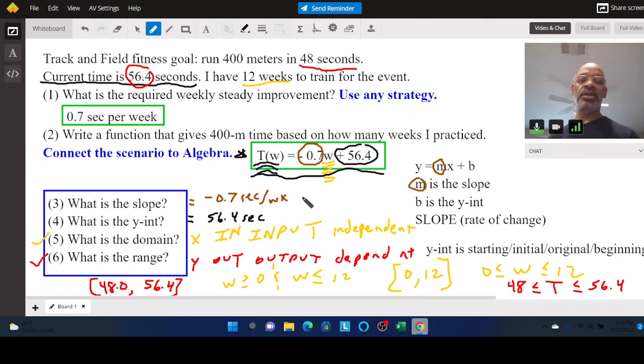Again, this is a linear function because there was steady change.